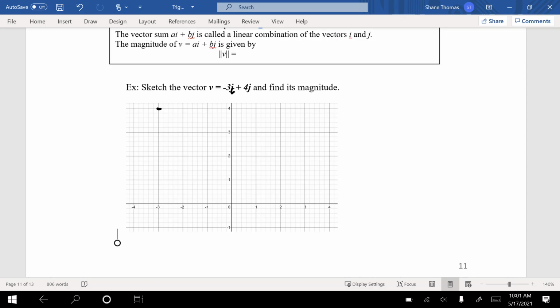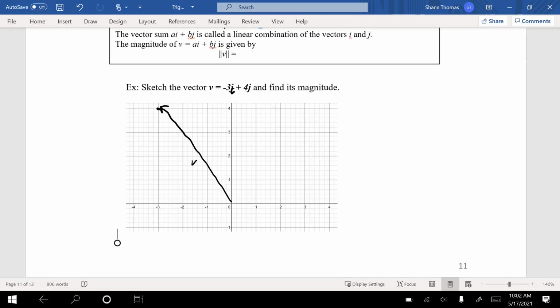Okay? 3 is my horizontal, 4 is my vertical. So basically, I just went to point negative 3, 4. Okay? And then your vector would start at 0, 0, and go to there. So that there would be vector B.